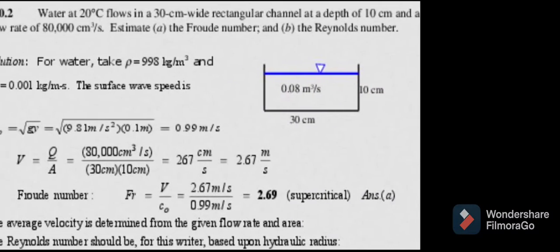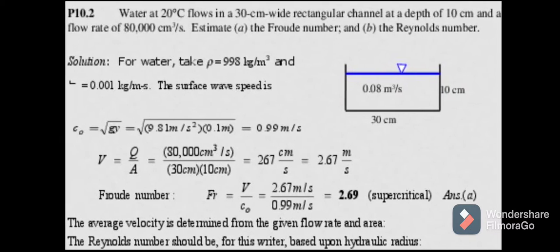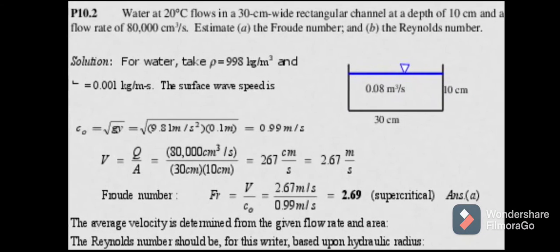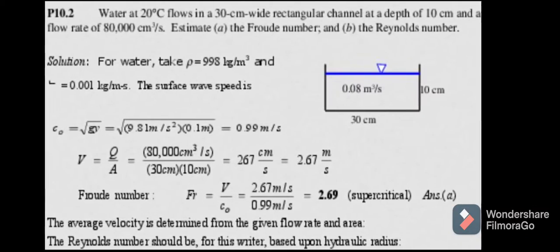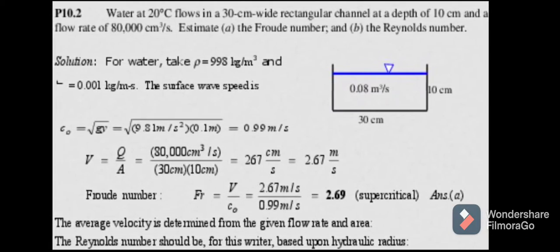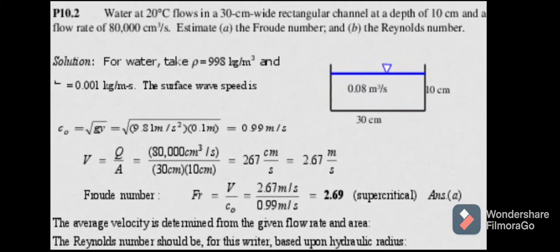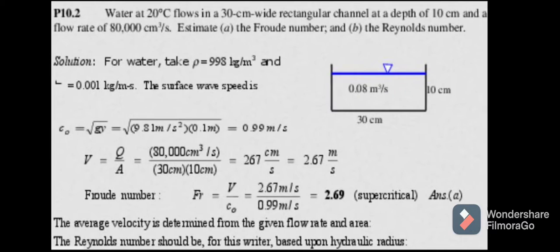For such an example, water at 20 degrees Celsius flows in a 3 cm wide rectangular channel at a depth of 10 cm and the flow rate is 80,000 cm3 per second. Estimate the Froude number and the Reynolds number. According to the rules, the Froude number is V by c, where V is the velocity of flow and c the velocity of the wave.